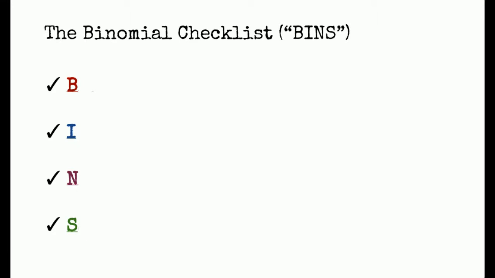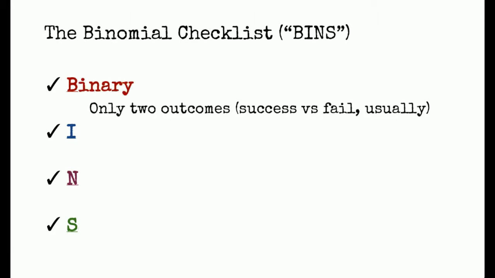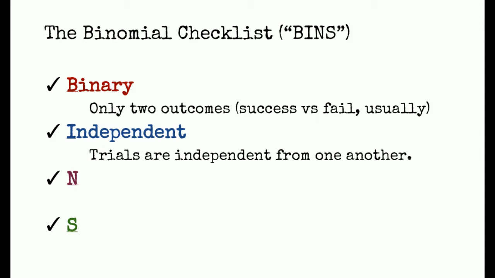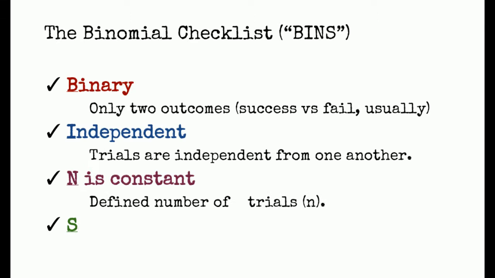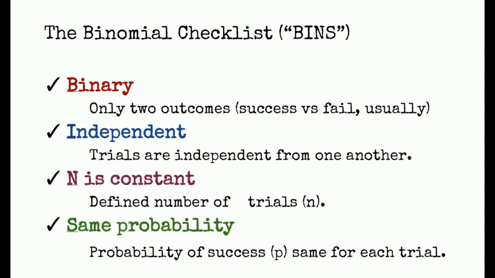So I like to think of this in terms of the binomial checklist. If you remember the acronym BINS, that can help you remember the conditions that need to be met for a distribution to be binomial. The first one is B for binary, which means that there are only two outcomes. Typically we refer to them as success and fail. I for independent, meaning that each trial is independent from every other trial. N for N is constant, meaning that there is a defined number of trials, which we use the letter N to represent. And S for same probability, meaning that the probability of success, referred to as P, is the same for each trial.